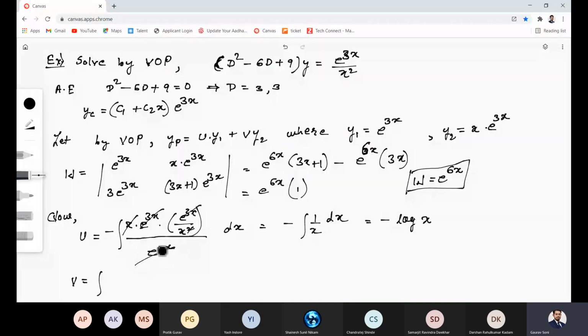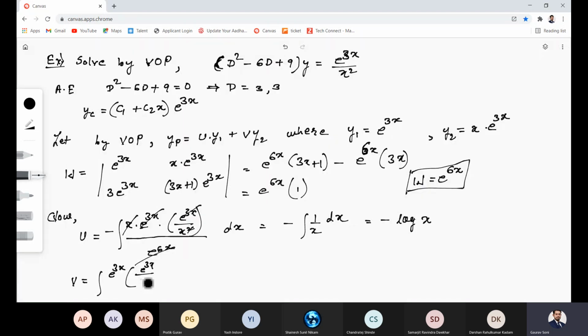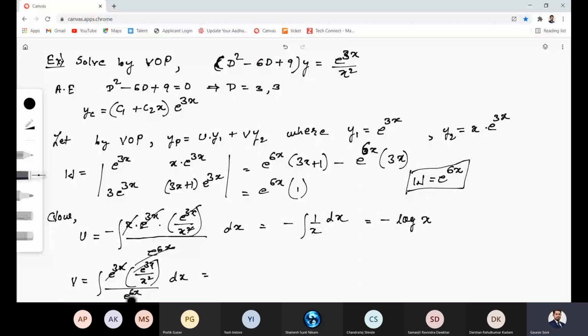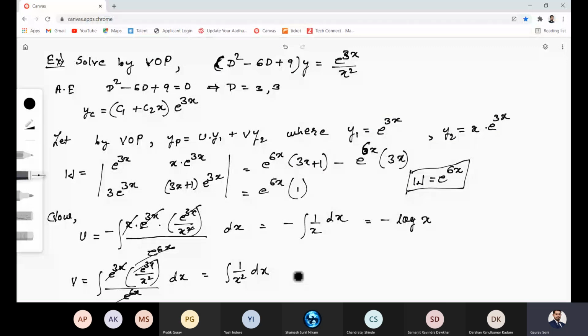Now let's find out v. V is equal to integration of y1, what is y1? Y1 is e to the power 3x into the right hand side, e to the power 3x upon x square, and divided by e to the power 6x, the value of w, dx. Again e to the power 6x will get cancelled out. What we have is integration 1 upon x square dx. Anyone can tell me what is integration of 1 upon x square?